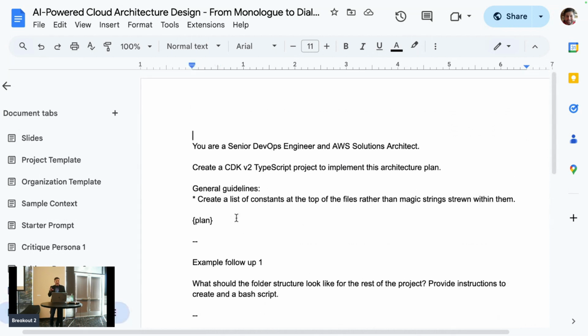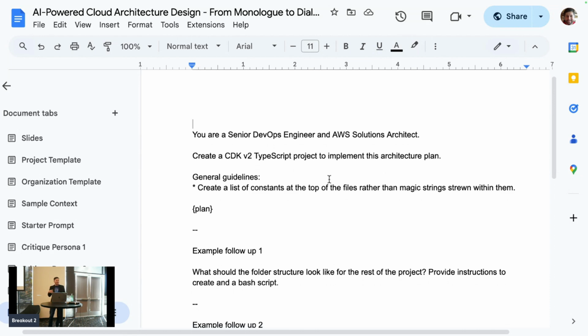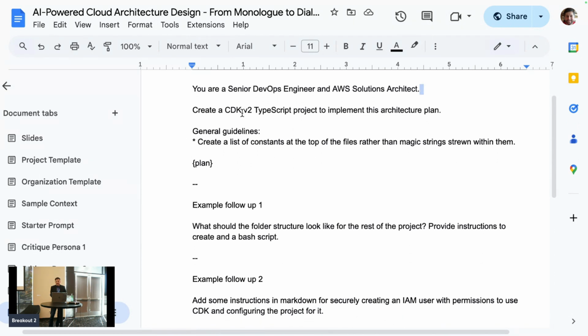And I'll write the last prompt here, and then I'll show the mermaid diagrams and some example conversations. So let's say we went back and forth with this model. We got a plan that we agree on, and we wanted to write some sample code. Again, this is sample code. It's not guaranteed to run, but I give it a bit of a preamble. You're a senior DevOps engineer, you're a solutions architect, create a CDK v2 TypeScript project to implement this architecture plan.